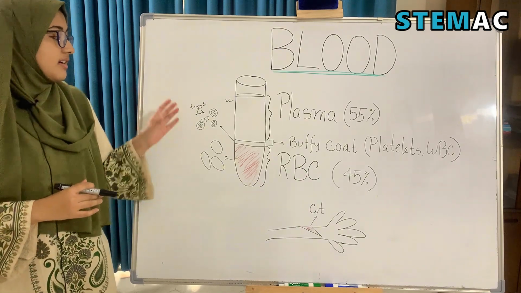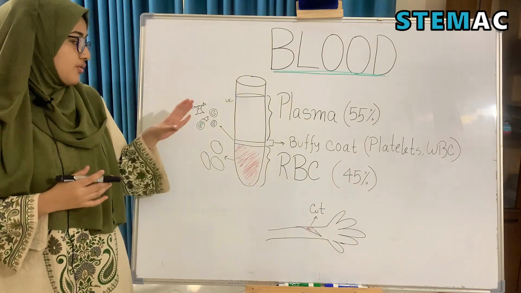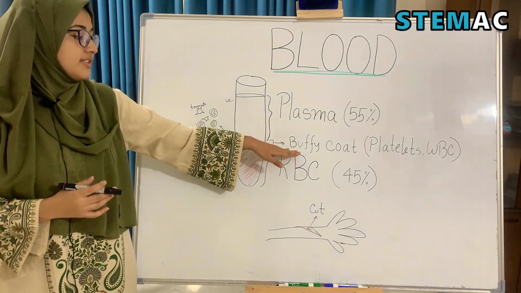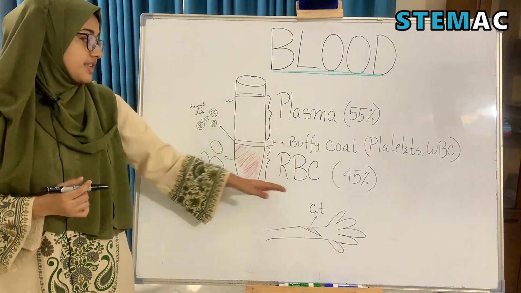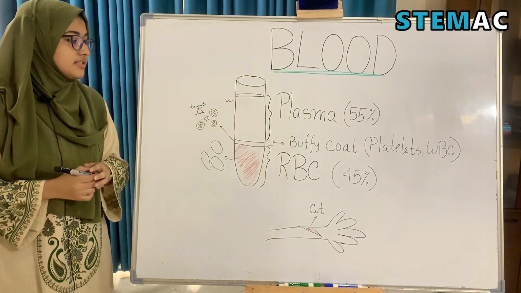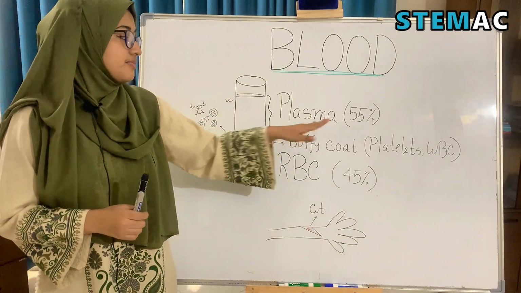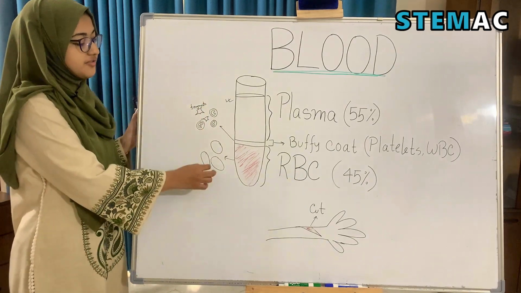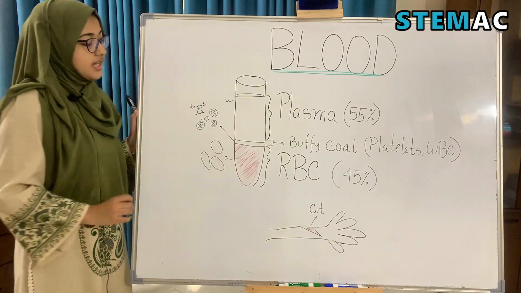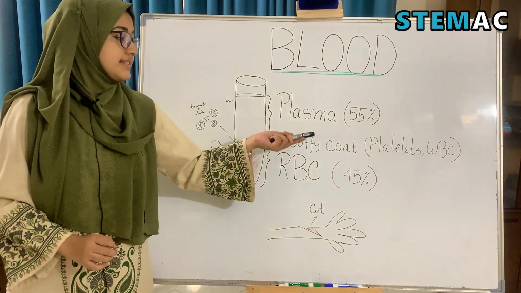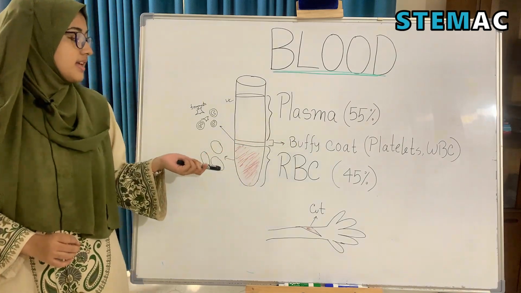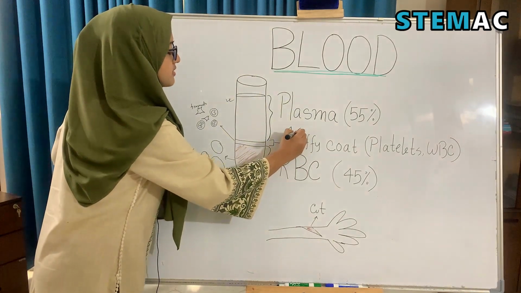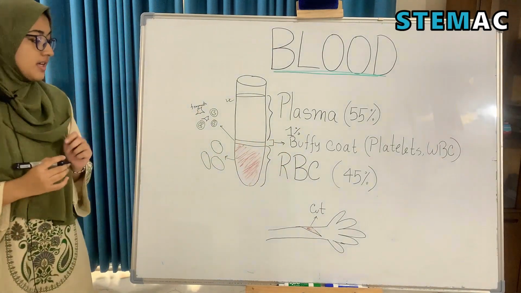If we take some blood in a test tube and centrifuge it, we will get these three parts. First we will get plasma, then the buffy coat, and then RBCs. The major part will be plasma, and it makes up 55% of the whole blood. Then we will get RBCs, which are 45% in the bottom part, and the buffy coat, which contains platelets and WBCs or white blood cells, in the middle part, which makes up 1% of the whole blood volume.